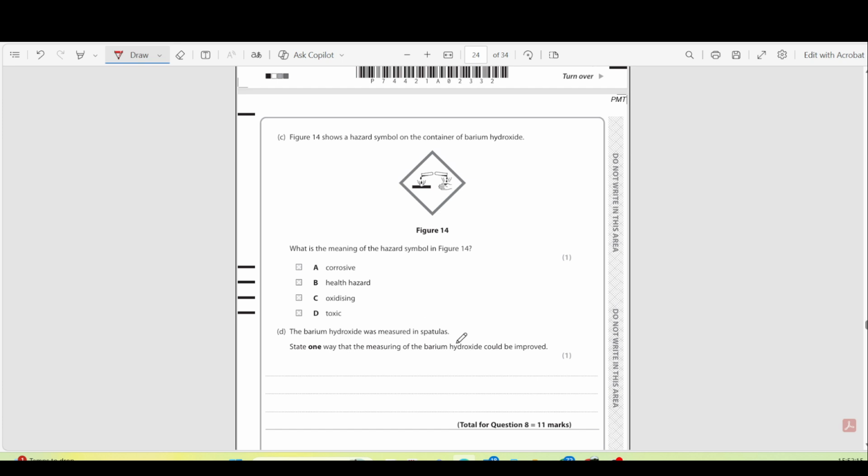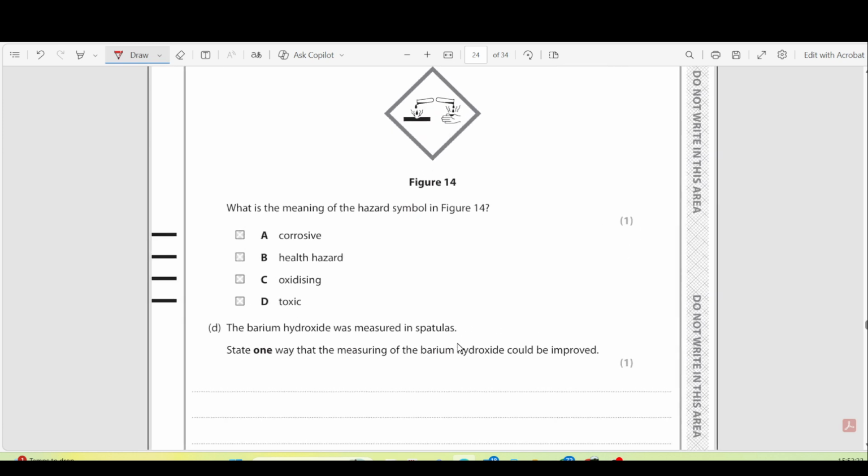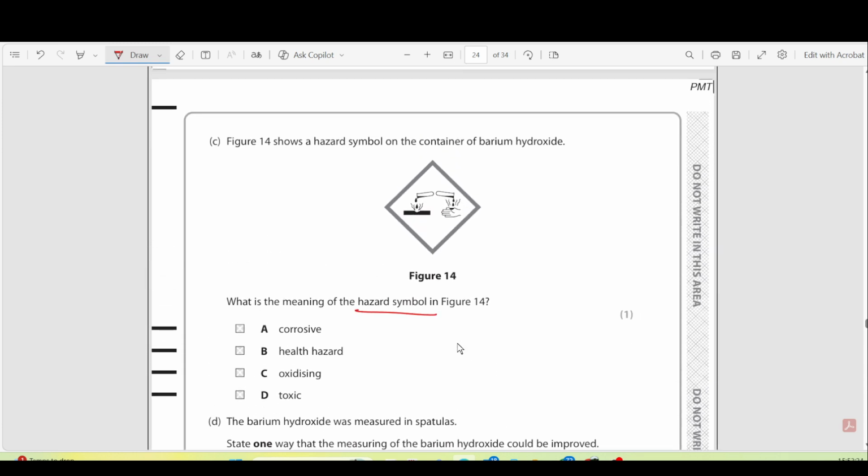So next question is, this figure is showing a hazard symbol on the container of barium hydroxide. What is the meaning of this hazard symbol? Why is it used? This is because it is corrosive in nature. It shows liquid being poured onto both a surface and a hand. It can cause damage to both, and this is the standard international symbol for a corrosive substance.